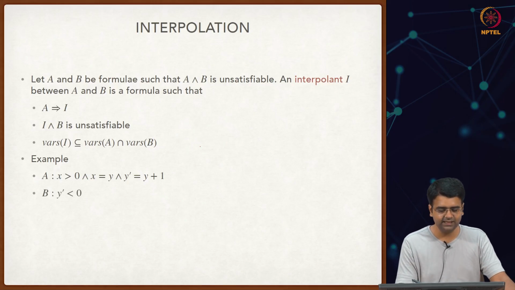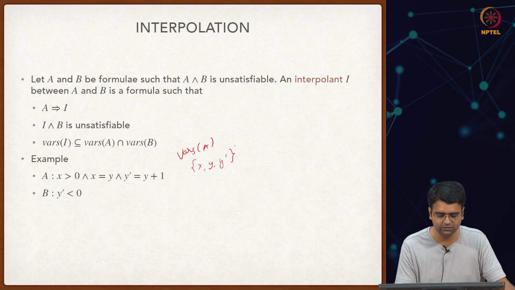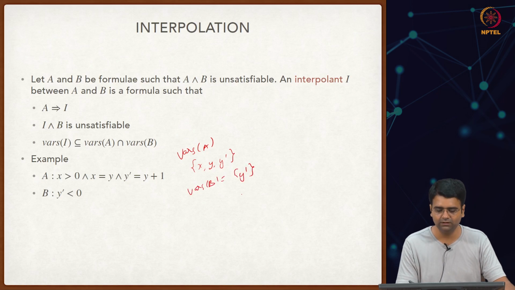So, A is saying x is greater than 0 and x is equal to y and y prime is equal to y plus 1, okay, while B is saying that y prime is less than 0. So, first of all, what are the free variables in A and B, and then what is the intersection? So, x, y and y prime, these all are free. So, this is vars of A. They are all free in A, while vars of B only contains y prime. So, y prime is the only variable that is free in B.